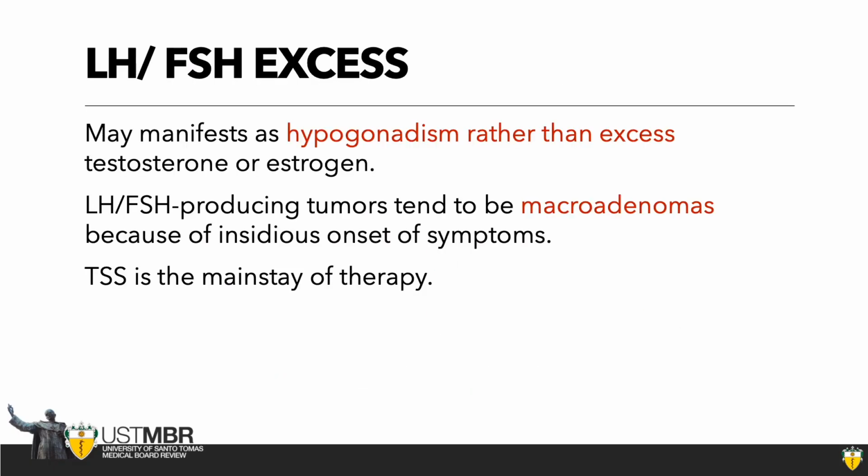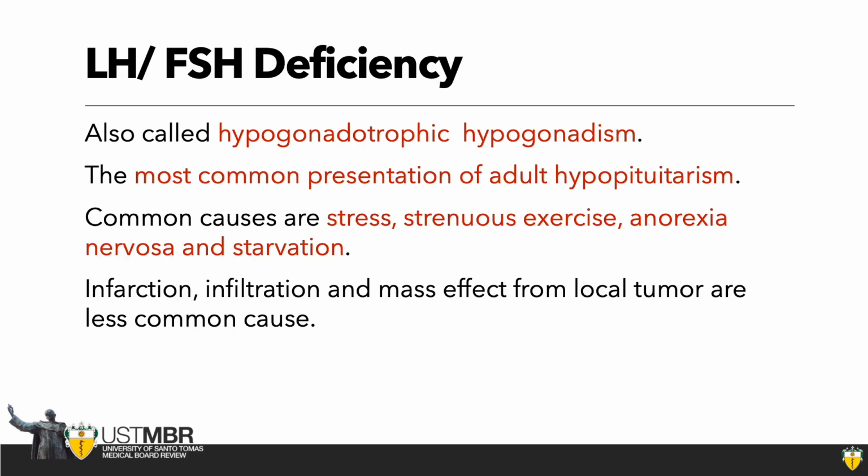So just like I said, because of its fine-tuning of entry and exit of LH and FSH, if you have too much and they're just there all the time, you manifest with hypogonadism rather than too much sex hormones. They tend to be big also. On the other hand, you have deficiency. This is what we call hypogonadotropic hypogonadism. You have a low level of estrogen, and by loss of negative feedback, LH, FSH is supposed to go up. It did not. In somebody with low estrogen or low testosterone, then you say there's something wrong with the pituitary.